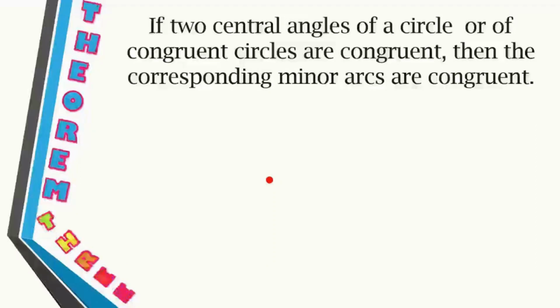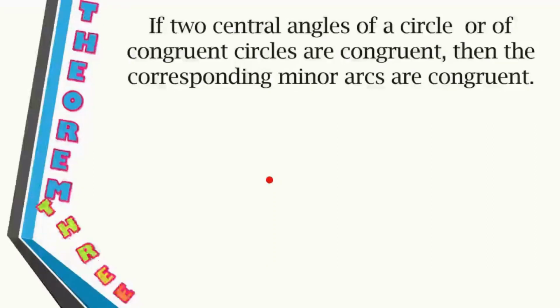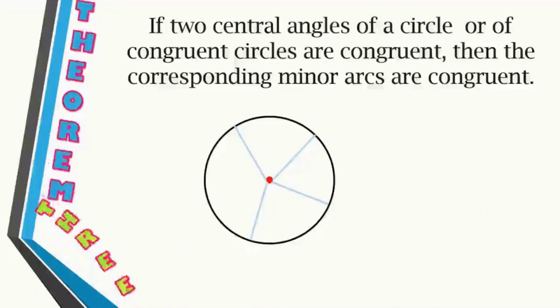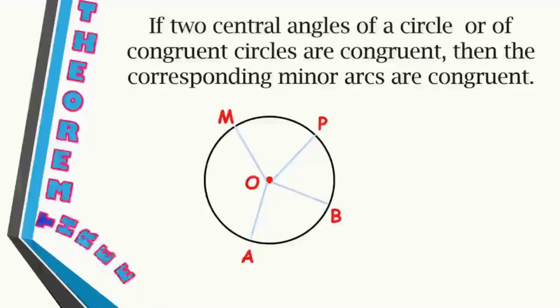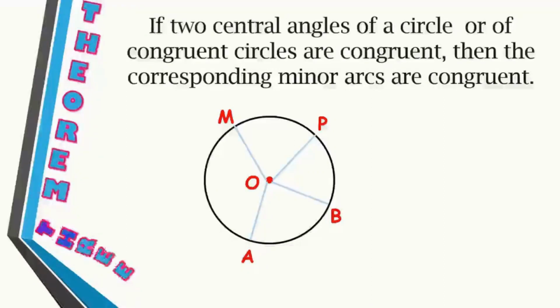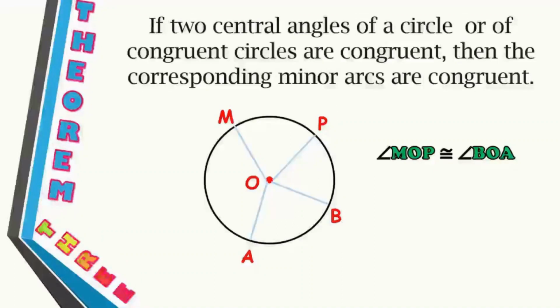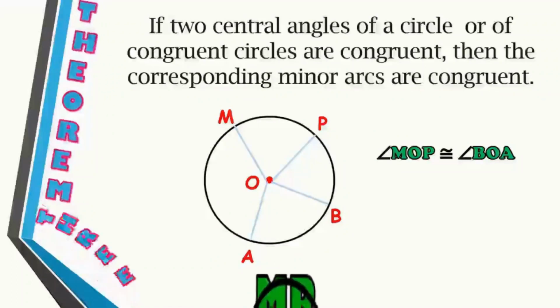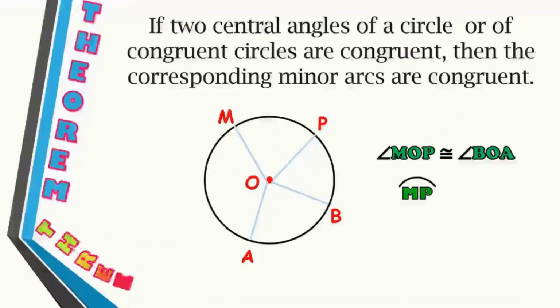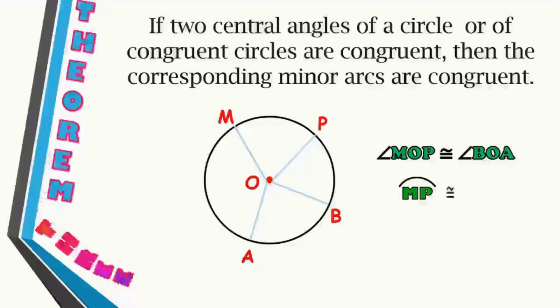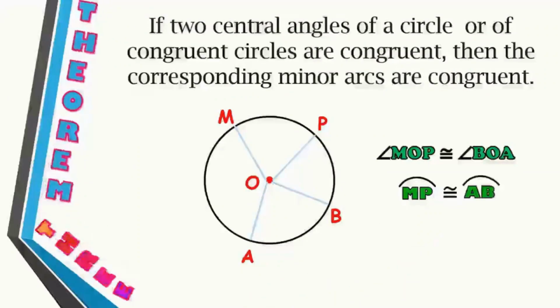Theorem number 3. If two central angles of a circle or of congruent circles are congruent, then the corresponding minor arcs are congruent. Now, angle MOP is congruent to angle BOA. So, as you observe, yan, dalawang angle na yan are both central angles. Now, since they are congruent, then we can say that arc MP is also congruent to arc AB.